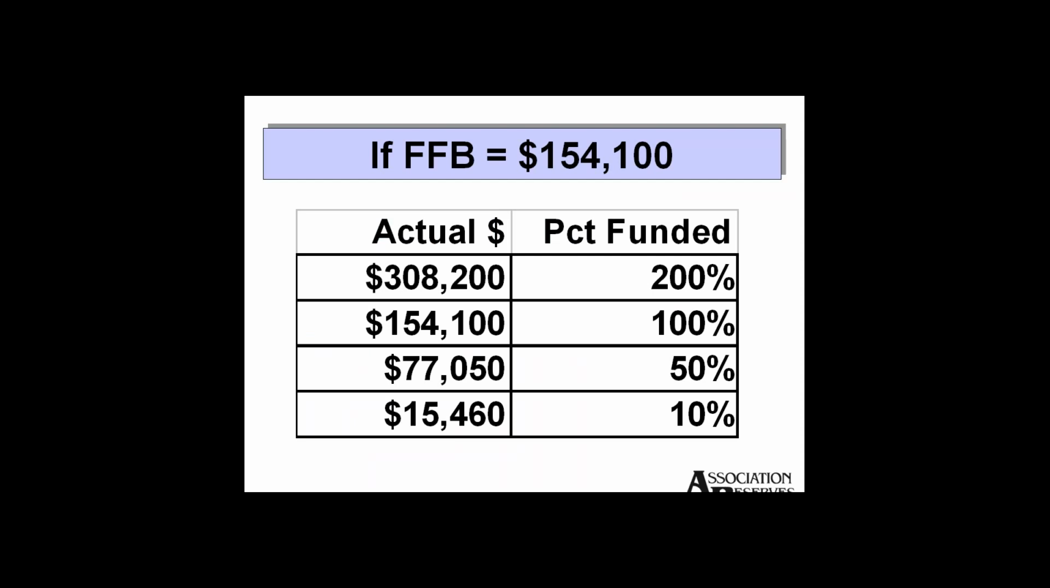If that particular association that year had about $308,000 in reserves, they know they're 200% funded, meaning they have twice as much reserve cash on hand as they have reserve component deterioration. On the other hand, if they only have about $77,000 at that time in their reserve fund, they know they need to be careful because they're only 50% funded. Their reserves are scarce. They only have about half as much reserve cash on hand as they have deterioration.